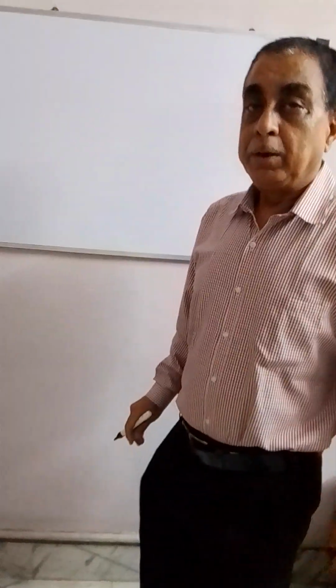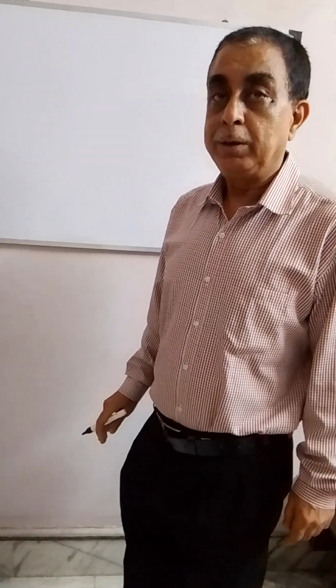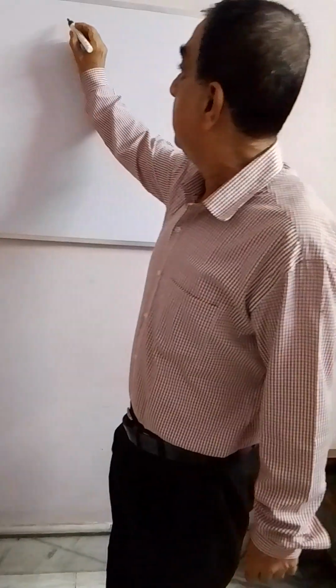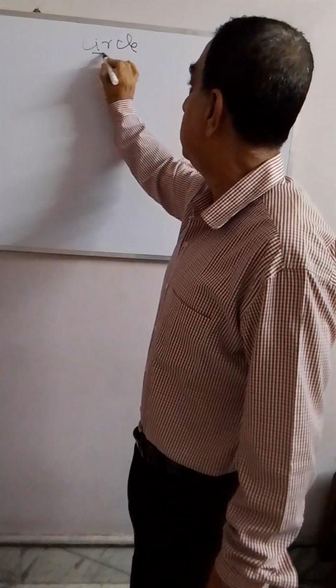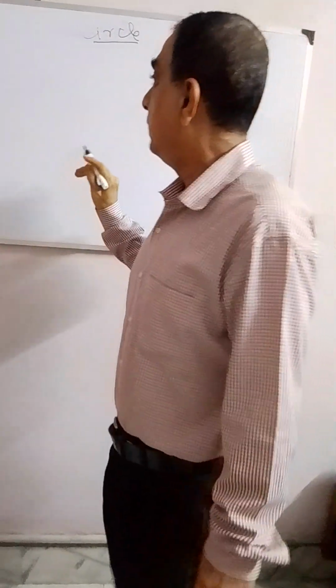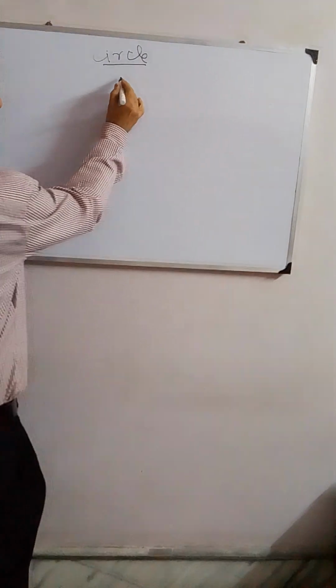We are going to study the circle's analytical form in two dimensions. First, what is the circle's definition? As you know, a circle is what?